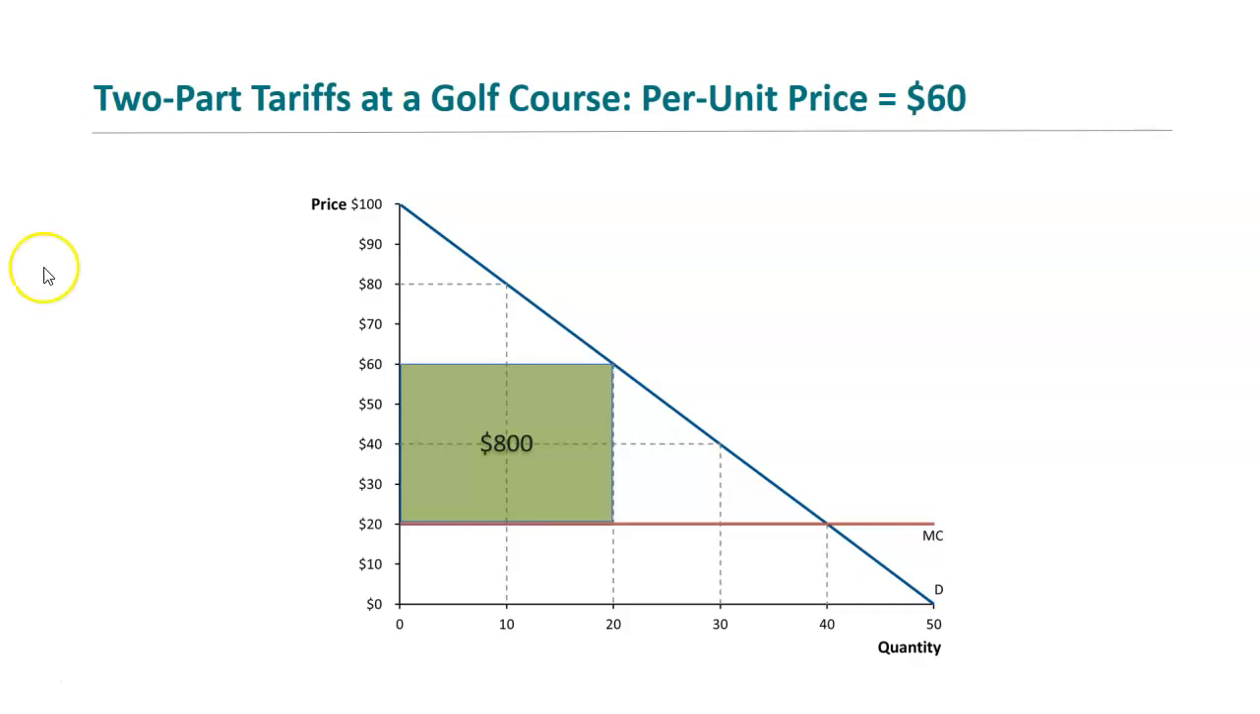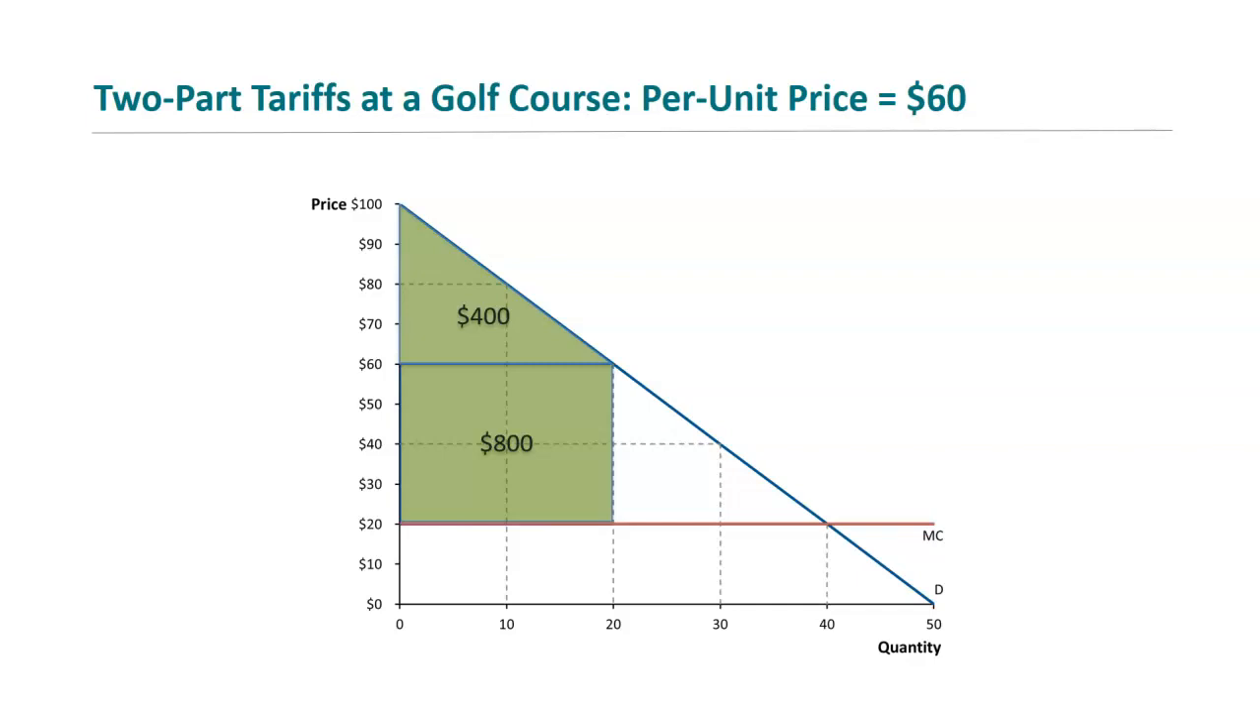So you'd have 20 customers, or maybe one customer who plays 20 times, depending on how you want to look at this graph. You'd have 20 customers, each paying $60. You would make $800 off of them, right? And what is their surplus then? The consumer surplus then is the space between the price of 60 and the demand curve, what they were willing to pay. And so consumer surplus is the area of this triangle, which is $400.